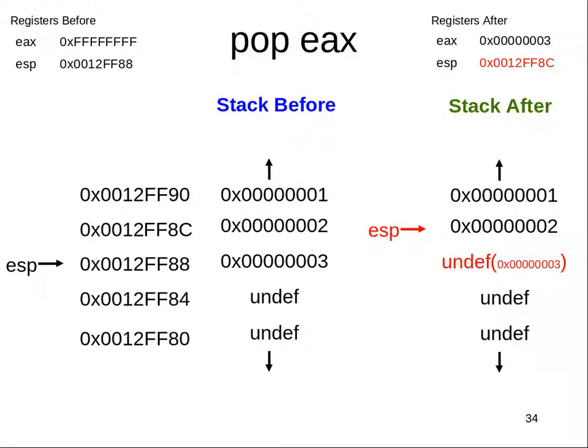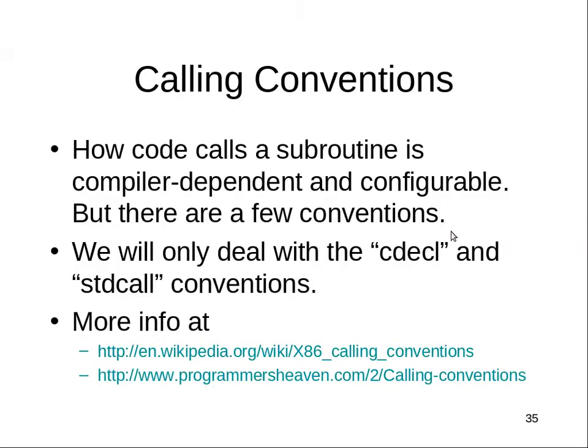All right, so that's the pop. They're going to pop EAX. So EAX has all Fs. ESP is at 12FF88. When it pops, I don't like that they put undefined here, because it still has a value, 0x003. It should be considered undefined, but it doesn't actually clear it, which is very important from a security perspective. But notice that the ESP did get decremented afterwards. Everyone good with this?